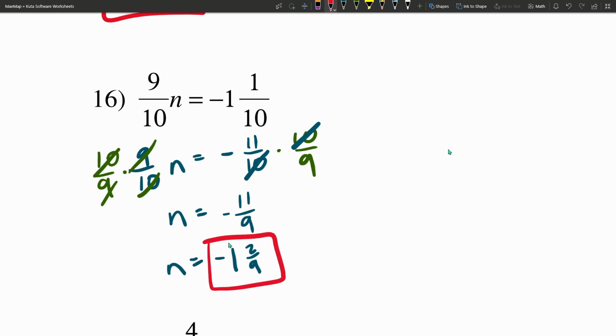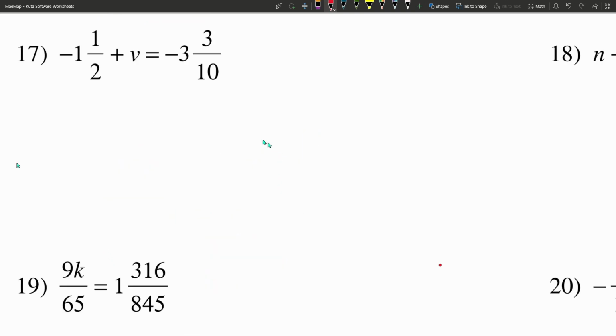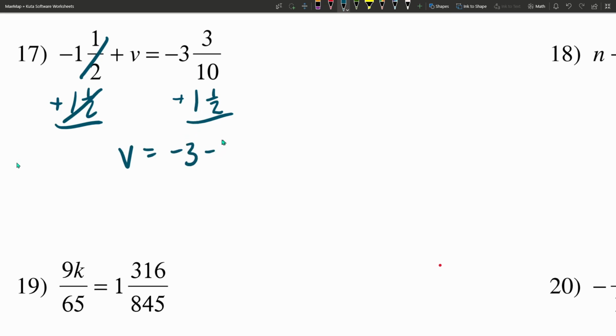Let's move on to number 17. For number 17, that negative 1 1/2 is additive, so in order to cancel it out, I'm going to add it to the other side. So I'm going to add a positive 1 1/2. So adding a positive 1 1/2 to the other side, I'll isolate b on my left-hand side, and that's going to be equal to negative 3 3/10, which is negative 3 minus 3/10, and then I'm adding that to 1 1/2, so that's a positive 1 and a positive 1/2.